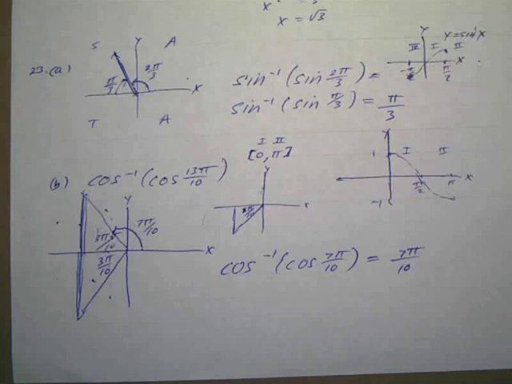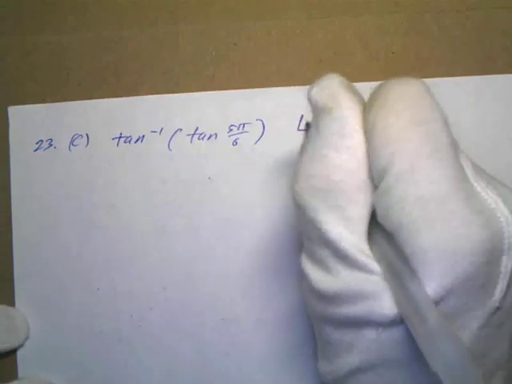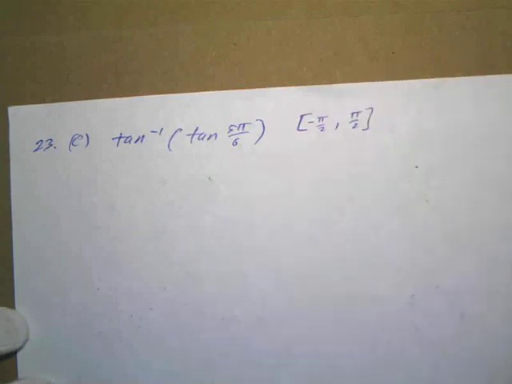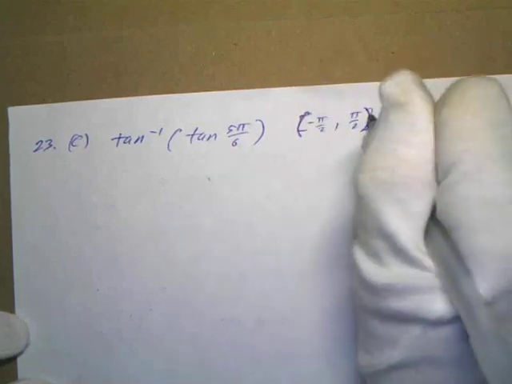Okay? And then one more, the tangent. 23C. And that was a tan inverse. Tan inverse of tangent of 5 pi over 6. And this is going to be good where the tangent goes from negative pi over 2 to pi over 2. In other words, it's got to be, it's got to be closed like this, sorry. Okay, these are open, not closed, open.